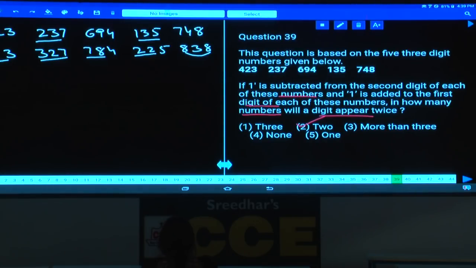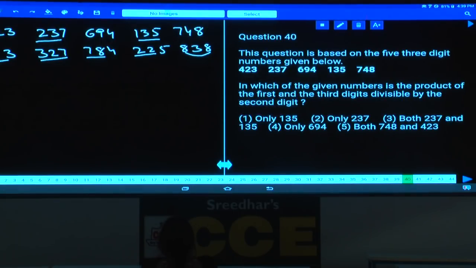Then question number 40. Now in this question number 40, in which of the following numbers is the product of the first and the third digit divisible by the second? Product of first and the third is divided by second. Now 4 into 3 is 12 divided by 2. Here 2 into 7, 14 is not divided by 3. And 6 into 4, 24 is not divided by 9. 1 into 5, 5 is not divided by 3. 7 into 8, 7 8 is 56 divided by 4 or not?